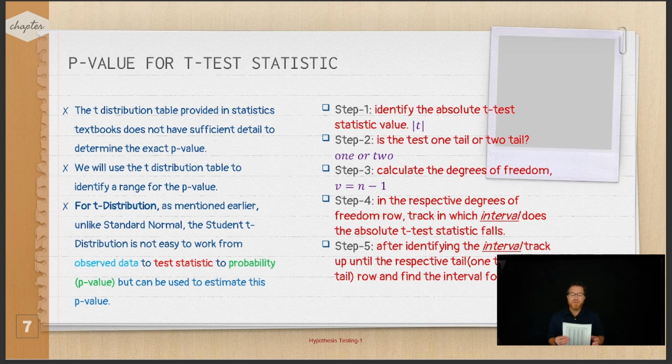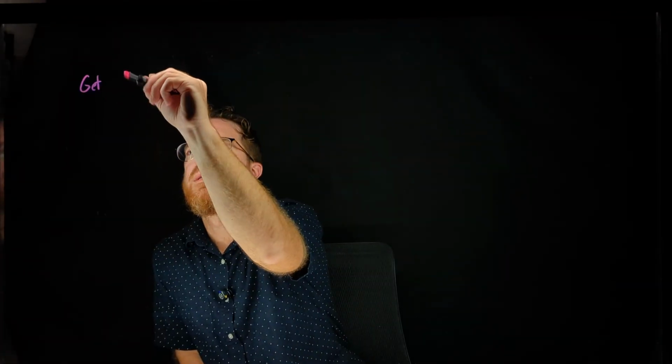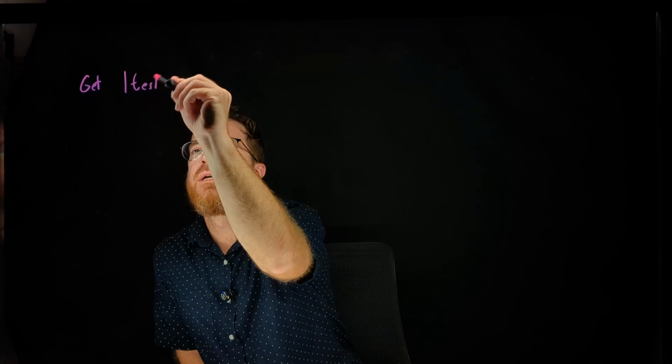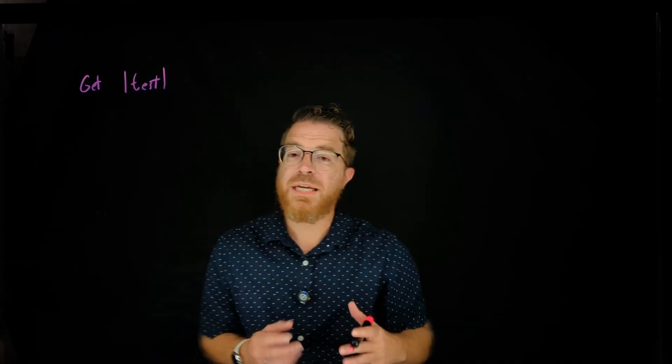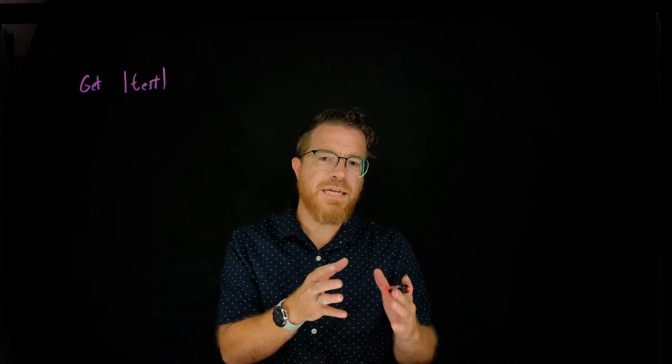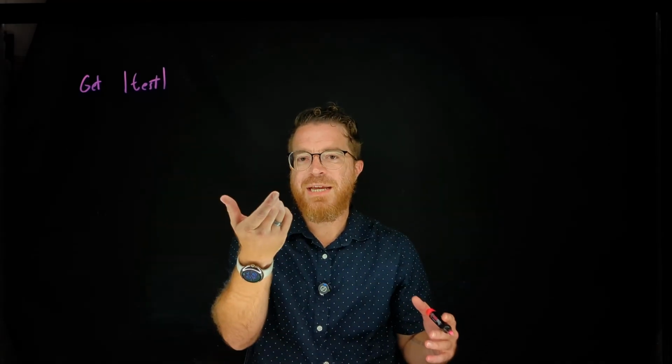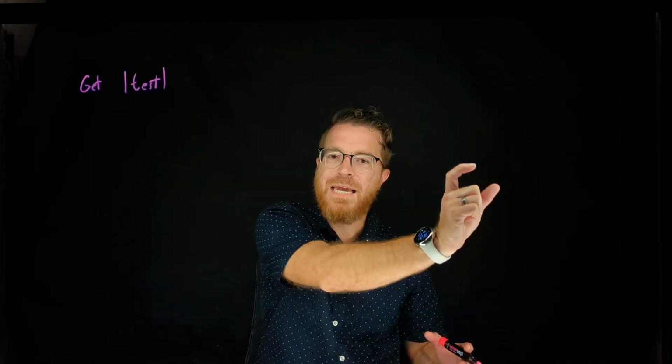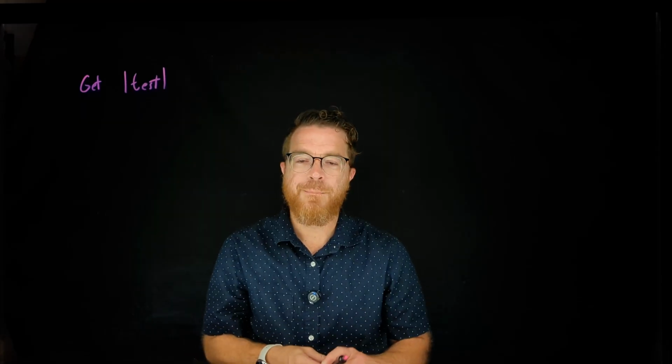So the first thing we need to do whenever we're finding a student's t-distribution p-value is take the absolute value of our test statistic, because our table only gives us positive values. But just like with the standard normal, because of symmetry, if we have a negative value and we're looking to the left, it's the same as a positive value looking to the right.